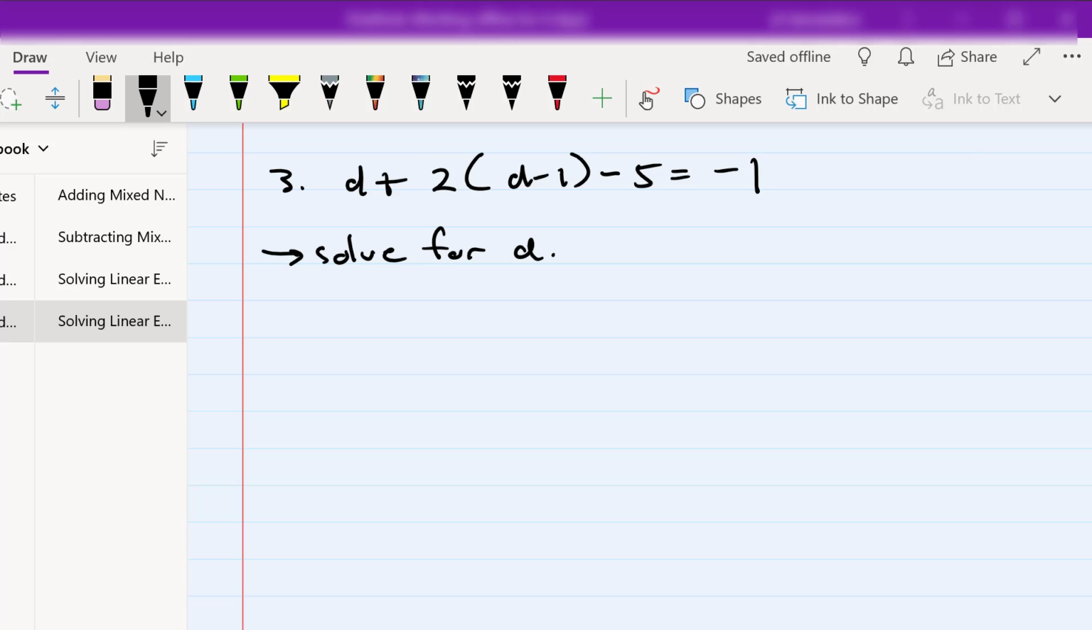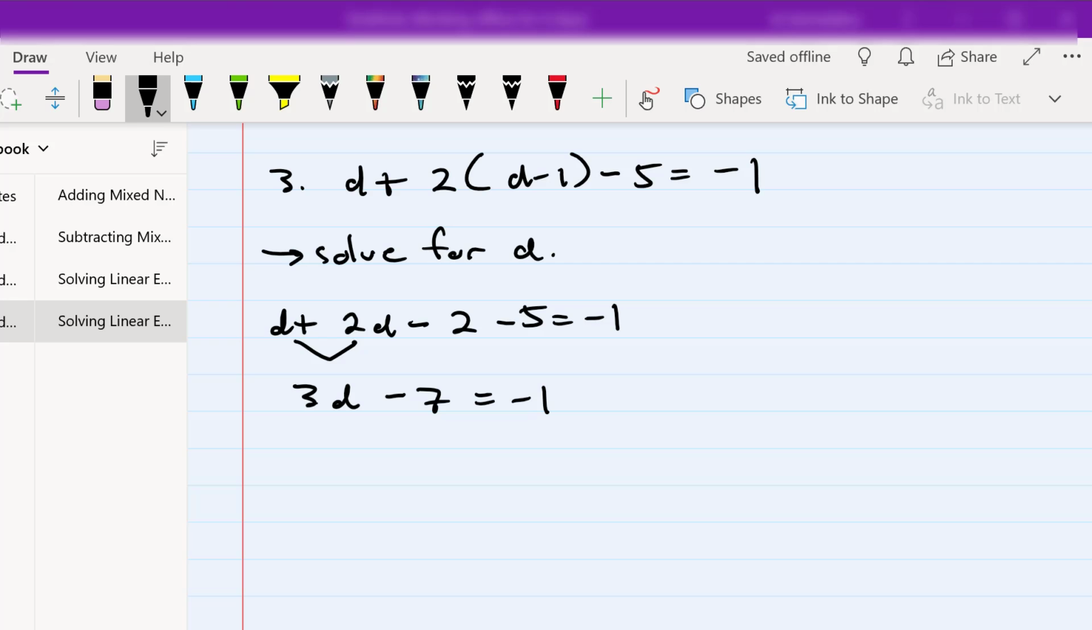Well, again, we can gather all our d's on the left-hand side and our numbers on the right-hand side. So let us begin. We have d plus, we distribute, multiply the 2 throughout, so we'll have 2d minus 2 minus 5 equals minus 1. We proceed by gathering like terms, so 2d plus d is 3d. Minus 2 minus 5 is minus 7, and that's equal to minus 1.